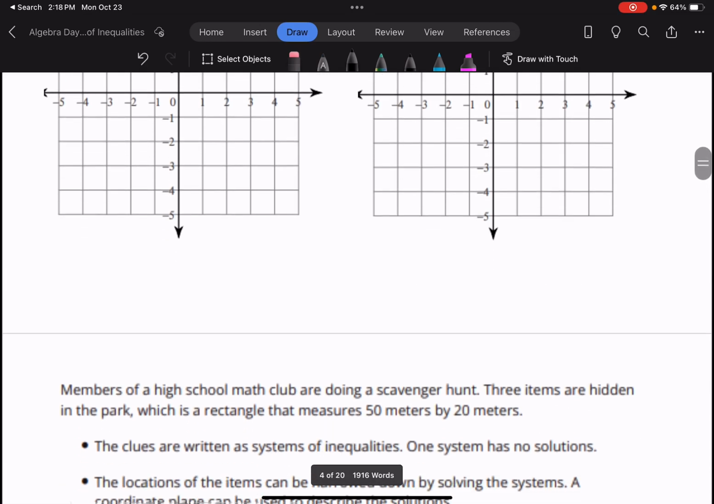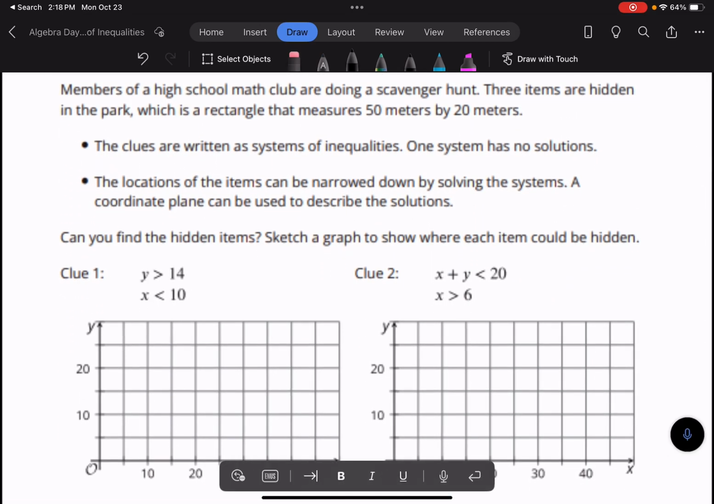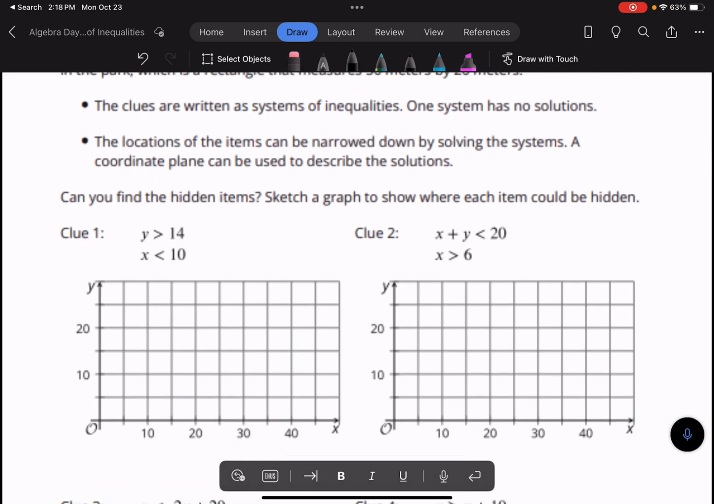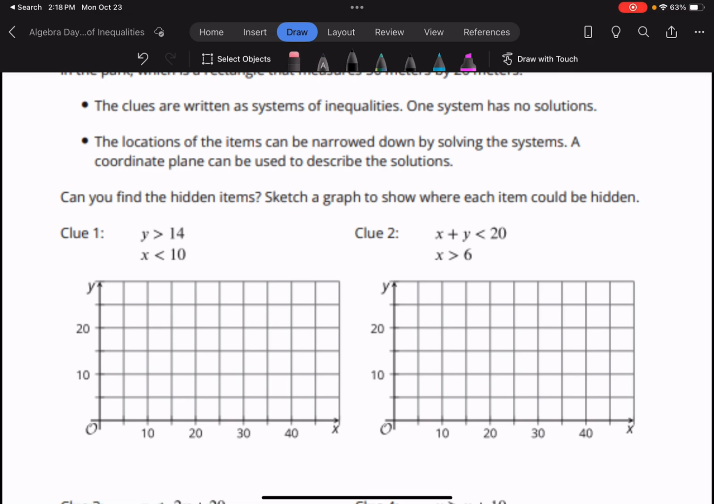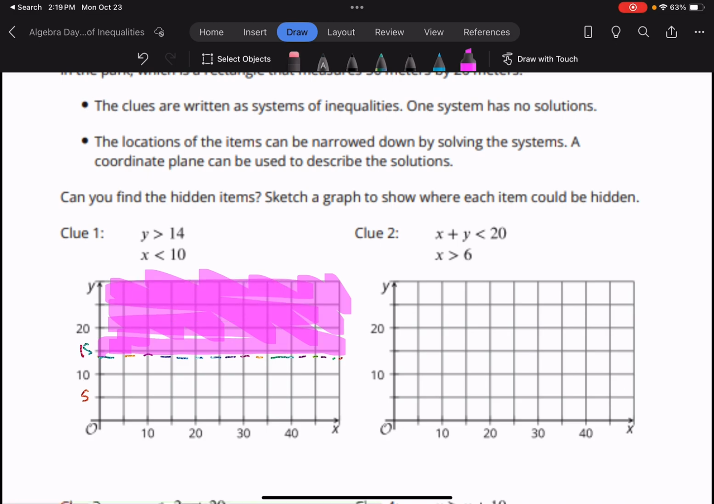Take a look at this part right here. So these high school math club kids are doing a scavenger hunt, and the items are hidden in the park. So they use these rules to help them find the location of it. So y is greater than 14. We're going to mark on our graph like 15 would be here. So 14 would be, right, these are going by 5s, just under the 15 line. And it is dotted because it is greater than. And then obviously if y is greater than 14, then this is going to be shaded in above the line because 0 would not be greater than 14. So it's an easy one to test.